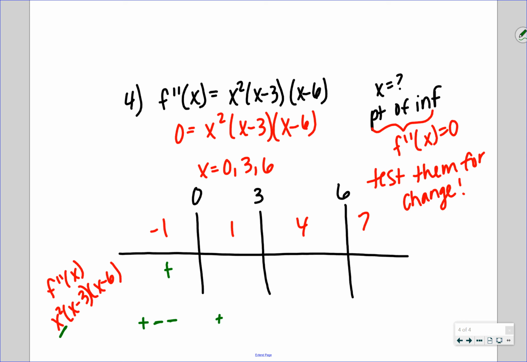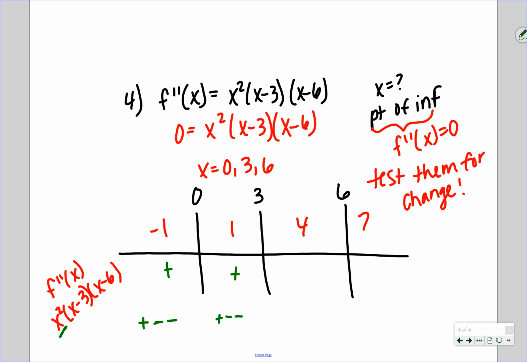1 minus 3 is negative. 1 minus 6 is negative. Still positive. So that right there tells you 0 is not a point of inflection. I didn't have a change. I go from concave up to concave up. It's probably just a little dip in the graph. I don't know. It's just not a point of inflection.